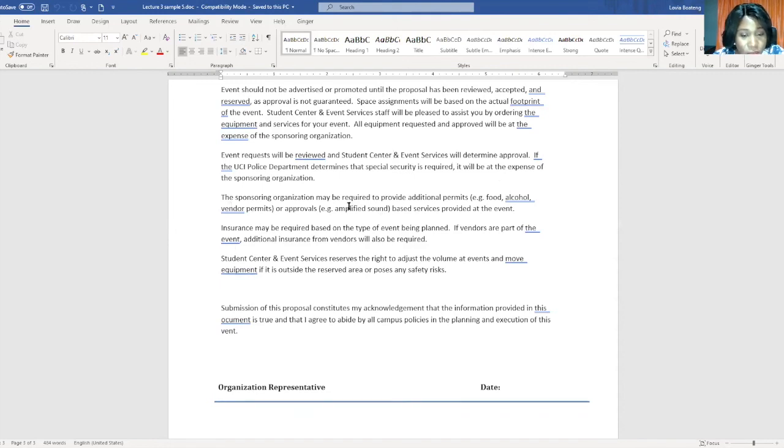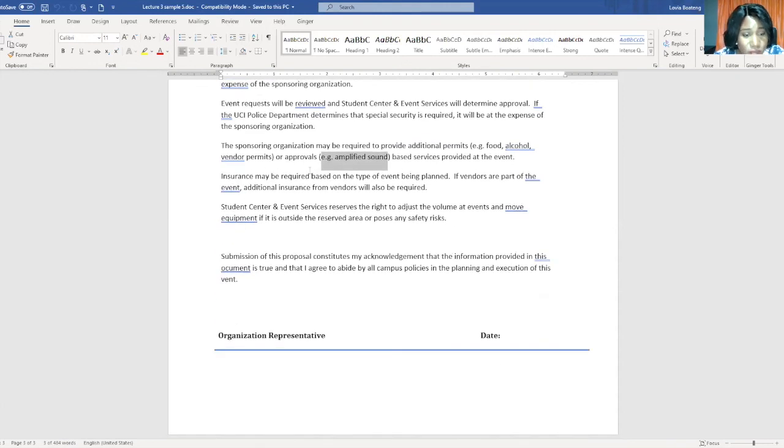But for the amplified sound, you do need approval from the university. In fact, you need approval from the Dean of Students of the University of Ghana before you can use any form of amplified sound, be it during the daytime or in the evening. Insurance may also be required based on the type of event that you are planning. So some events, by nature of the risk that they come with, you have to go and obtain insurance for. And if vendors are part of the event, additional insurance from vendors will also be required.